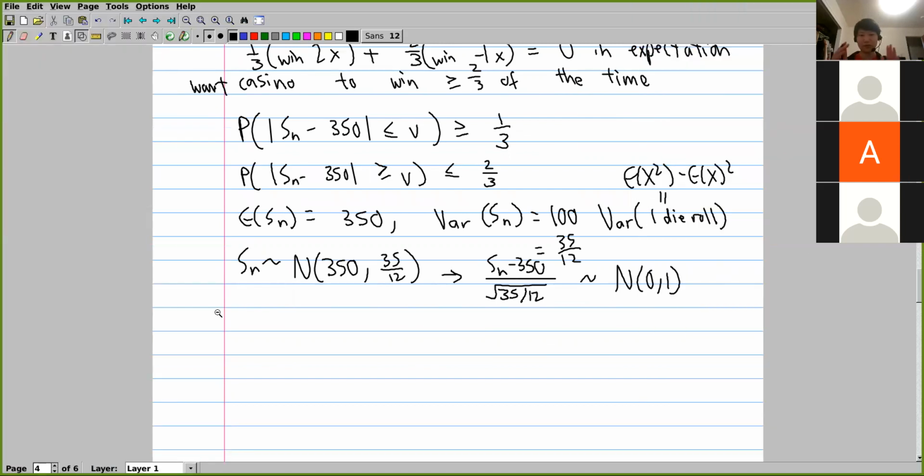So now we want to fit our confidence interval into this normal approximation form. So we want Sn to be 350 away. So it'll be like this: Sn is going to be between 350 minus V and 350 plus V. How do I get E of X? The expectation of a dice roll is 1/6 times 1 plus blah blah blah plus 6, which turns out to be 3.5.